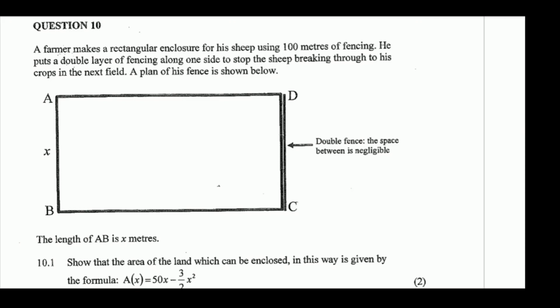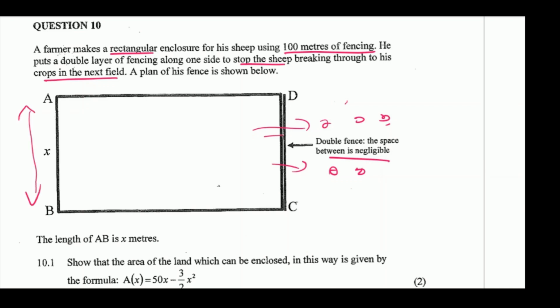Question 10. A farmer makes a rectangular enclosure for his sheep using 100-meter fencing. He puts a double layer of fencing on one side to stop the sheep from breaking through to the crops in the next field. A plan of his fencing is shown below. So as you can see, this is where he puts a double layer so that it prevents these sheep from coming through this fencing and eating the crops that are here. So this is the diagram.